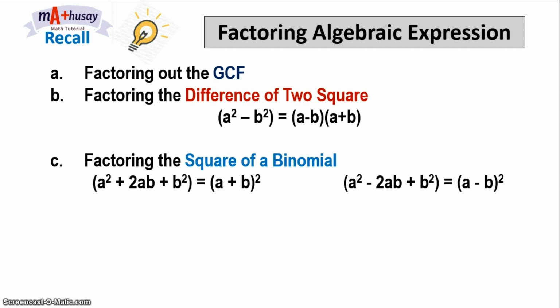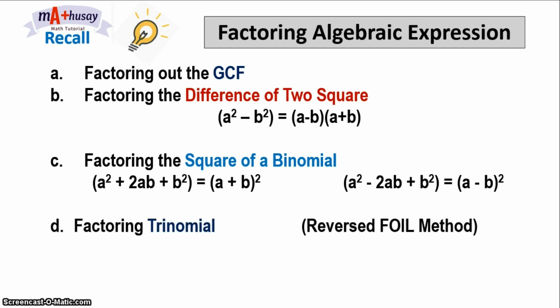And lastly, factoring trinomials. In this method, we will use the reverse FOIL method. In this technique, we think of factors of C that, when added, give us the middle term, which is the bx. So, there are two cases: if A is equal to 1 and if A is greater than 1. All these techniques that you learned in grade 8 will be used in solving quadratic equations by factoring.